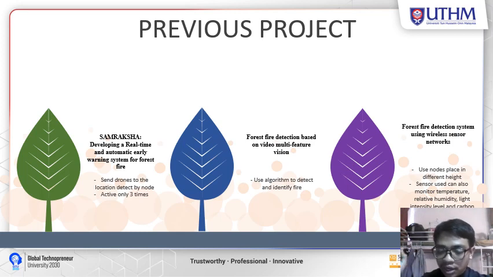The tallest sensor is not exposed to the sun, and it does not exceed a tree. Why? Because it does not want to send a false alarm where the detected heat is from the sun. So they want to avoid that. The sensors used in this project can also monitor temperature, relative humidity, light intensity, and carbon monoxide.